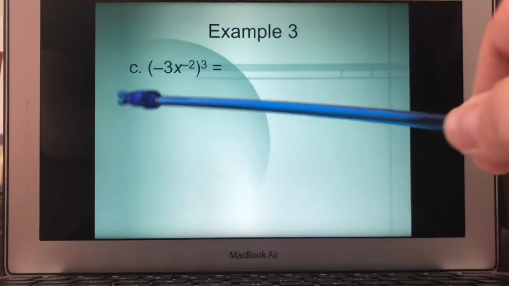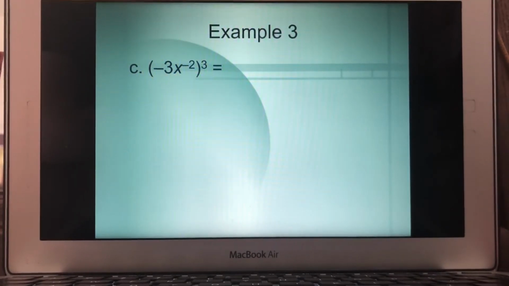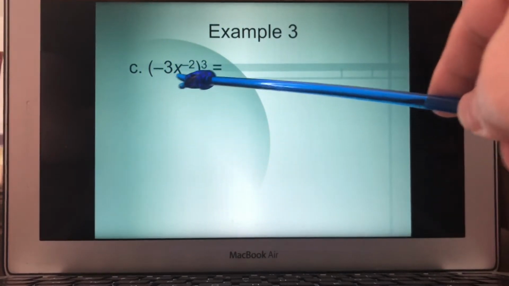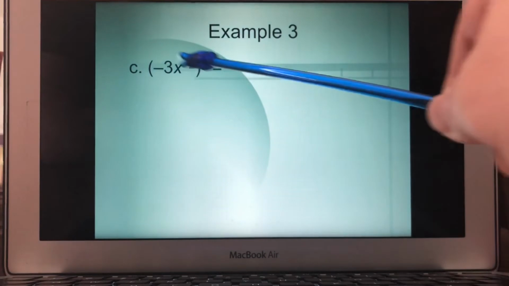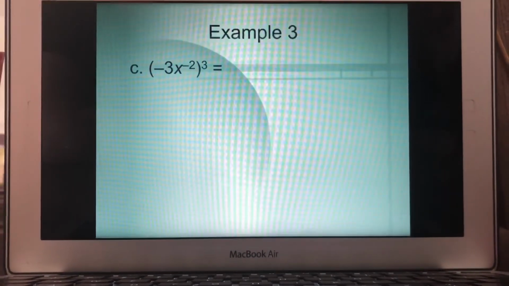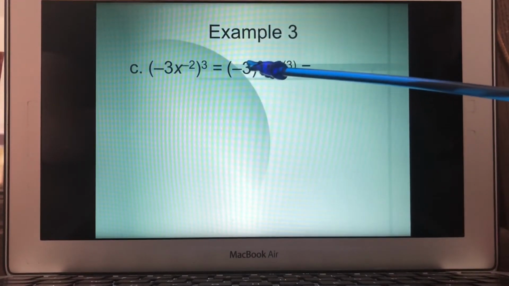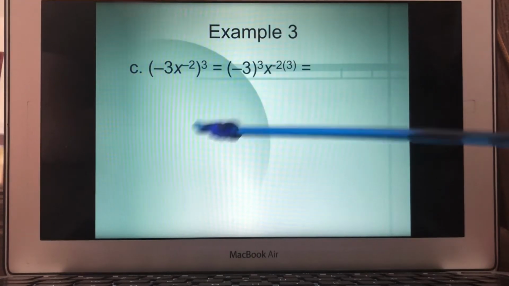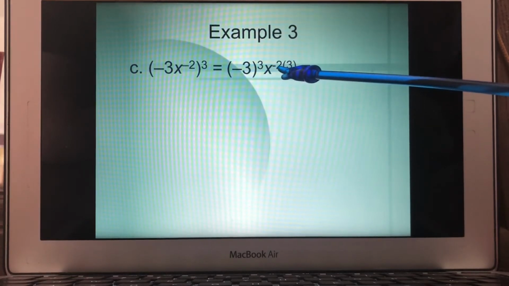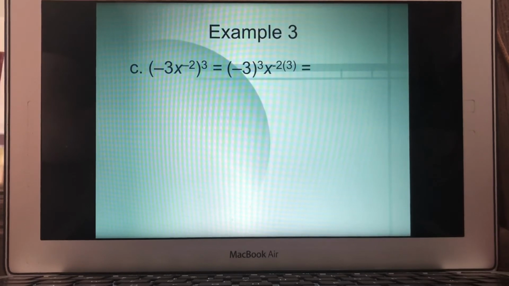Now let's see, we have this raised to the 3rd power first. So we can actually simplify this first. Remember our properties: when we have a term raised to a power, we multiply those exponents. So we're going to take negative 3, cube it, because that's cubed right there. Then I'm going to take this term, x to the negative 2 power, and I have x to the negative 2 power times 3, or cubed.